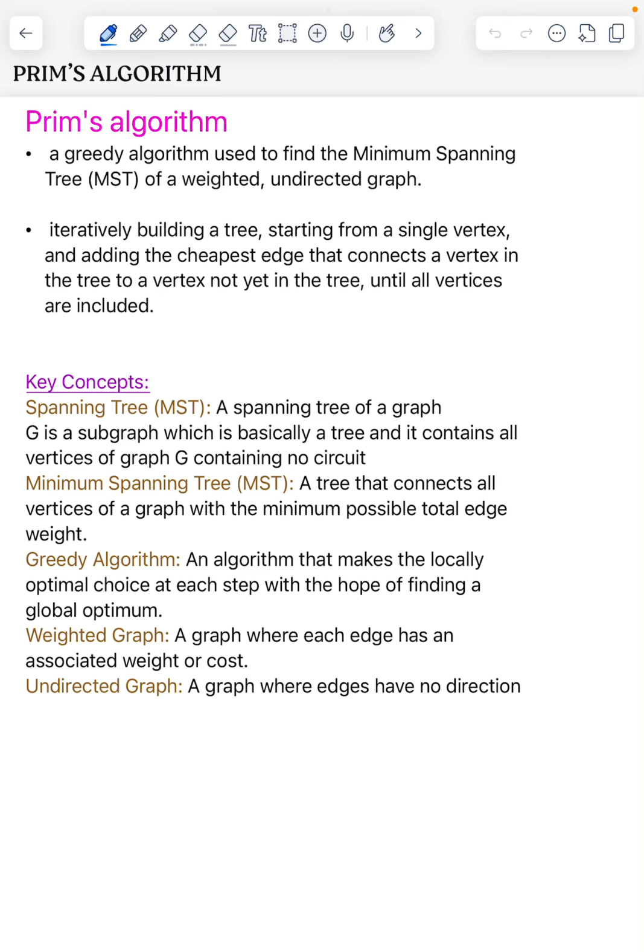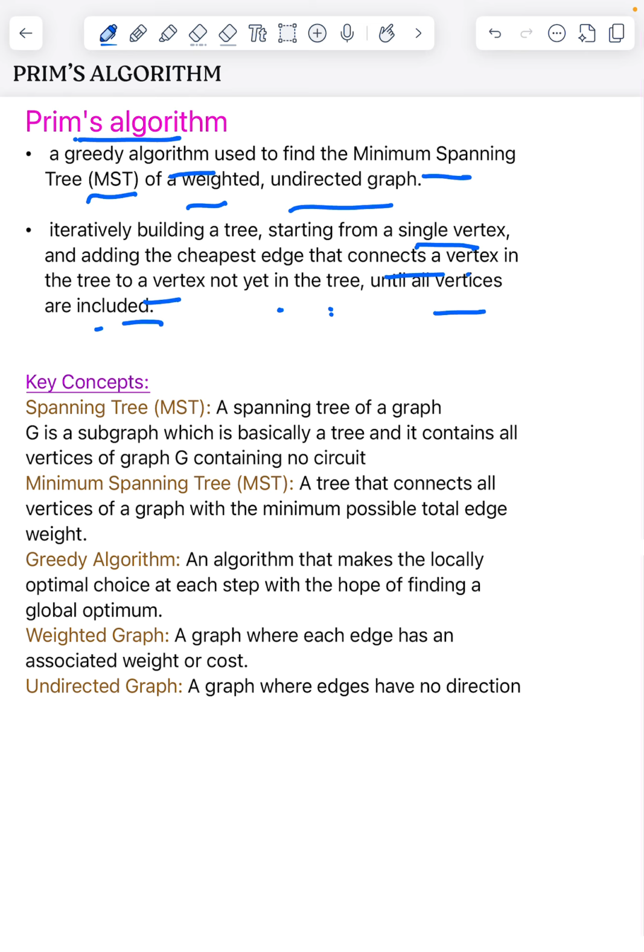All. In this lecture, we are going to discuss Prim's algorithm. It is a greedy algorithm used to find the minimum spanning tree of a weighted undirected graph. So, for Prim's algorithm, the input should be a weighted undirected graph. Prim's algorithm iteratively builds a tree starting from a single vertex and adding the cheapest edge. Here, the cheapest edge refers to the minimum cost edge that connects a vertex in the tree to a vertex not yet in the tree. So we keep doing this until all the vertices are included in the minimum spanning tree.